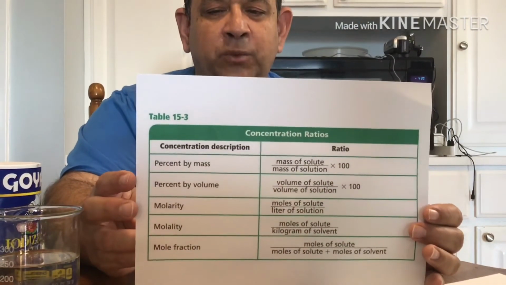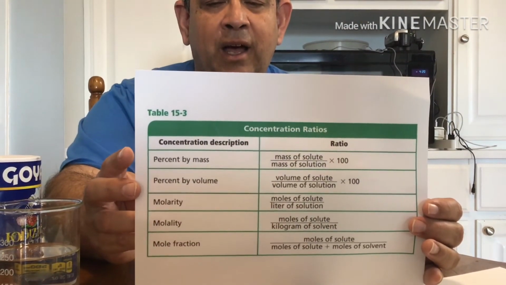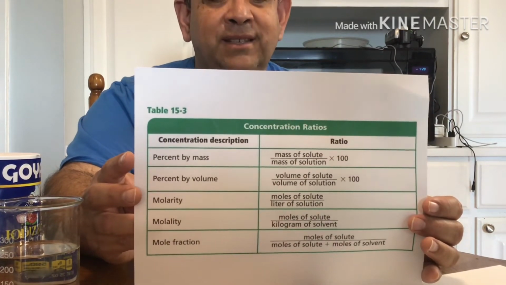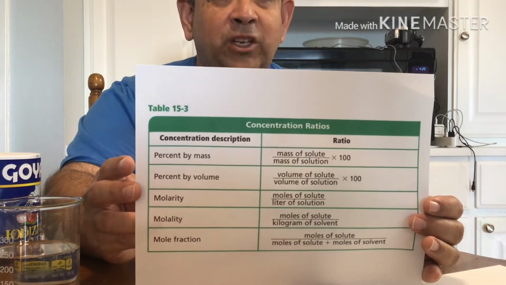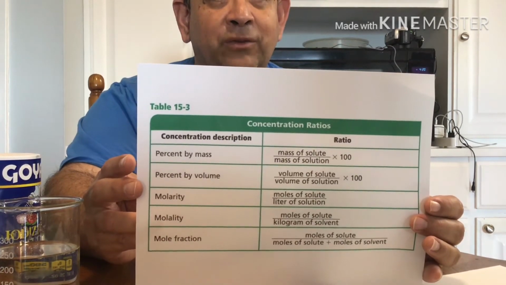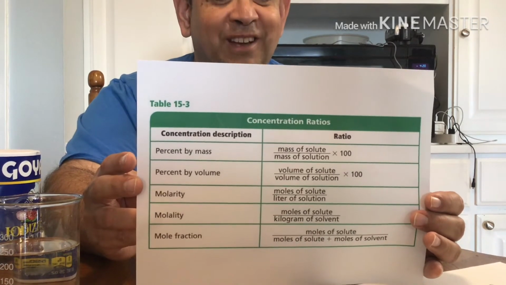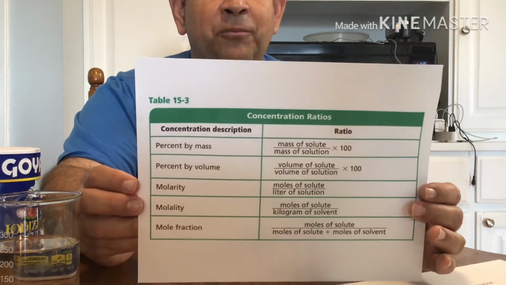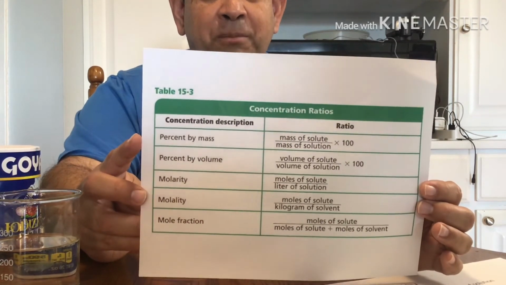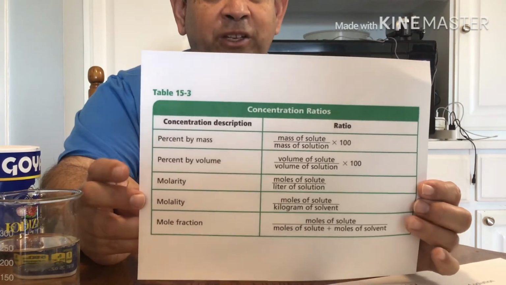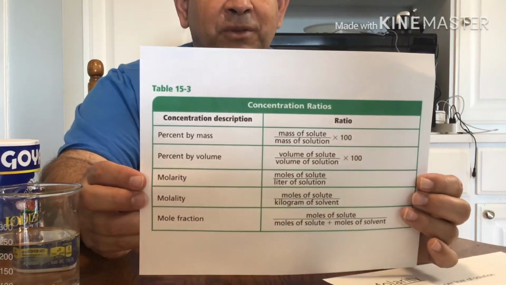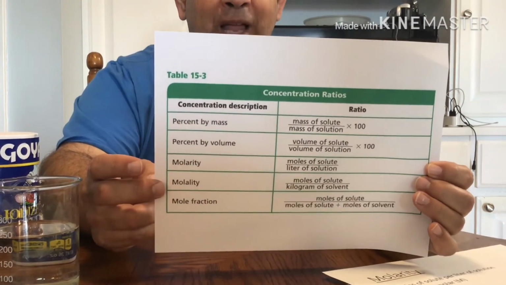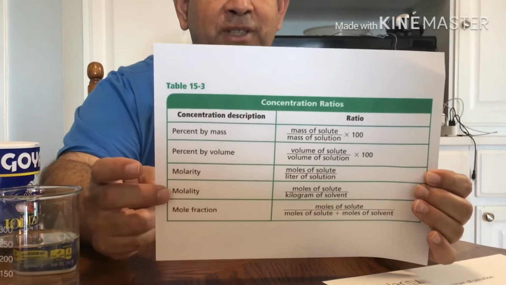There are 5 different ways. We're going to talk about one of them today, and I'm going to let you guys read on the others. So percent by mass. This, by the way, is a table in your book. It's in chapter 15, section 1. I forgot to look up what page it's on. But this tells you the 5 different ways that we have of measuring concentration. There's percent by mass, percent by volume, molarity, which is what we're going to be doing sample problems of in a little bit, molality, and mole fraction. This one we'll deal with later on.